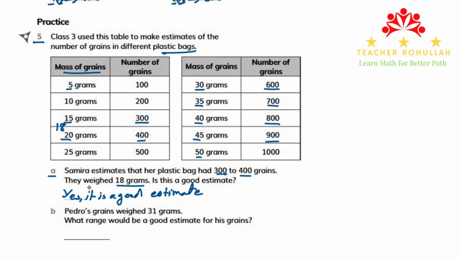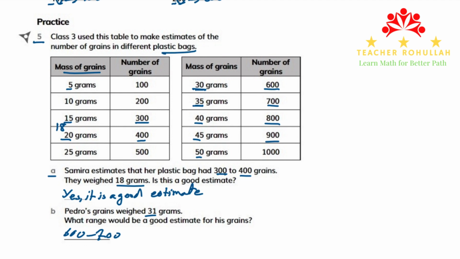In part B, it says, Pedro's grains weigh 31 gram. What range would be a good estimate for his grains? 31 gram is between 30 gram and 35 gram. So the estimated range for his grain is 600 to 700 because 31 is between 30 and 35. So we are done with question number 5.